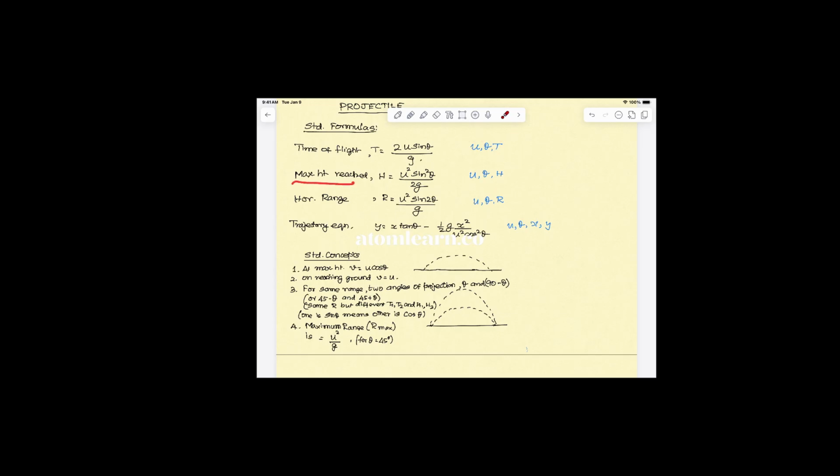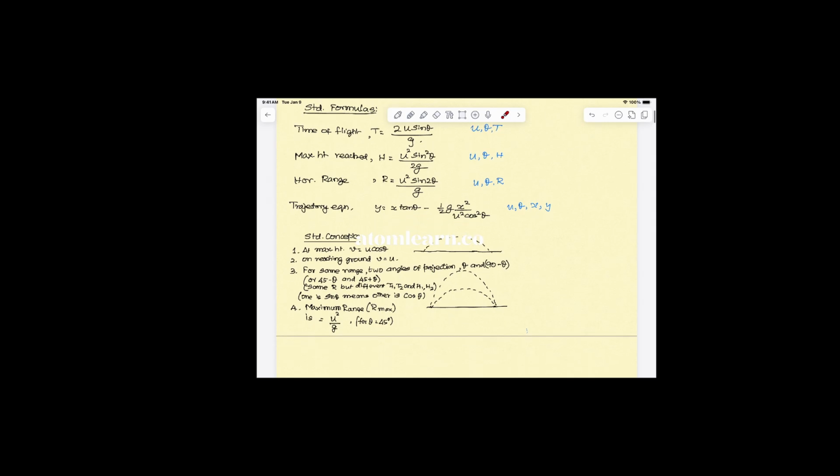Then the next formula which you have seen is the maximum height reached. Suppose the projectile is going like this, then this is the maximum height reached. The formula for h is given by u square sin square theta by 2g. And here also there are three variables u, theta and h. Any two will be given and the third asked, and the usual question will be giving u and theta and then h will be asked.